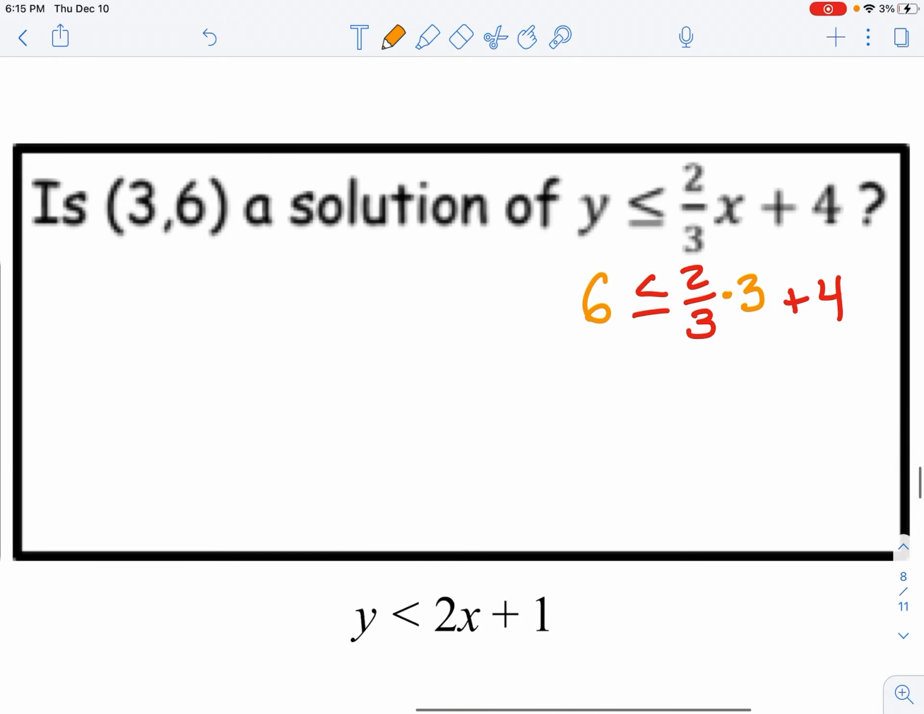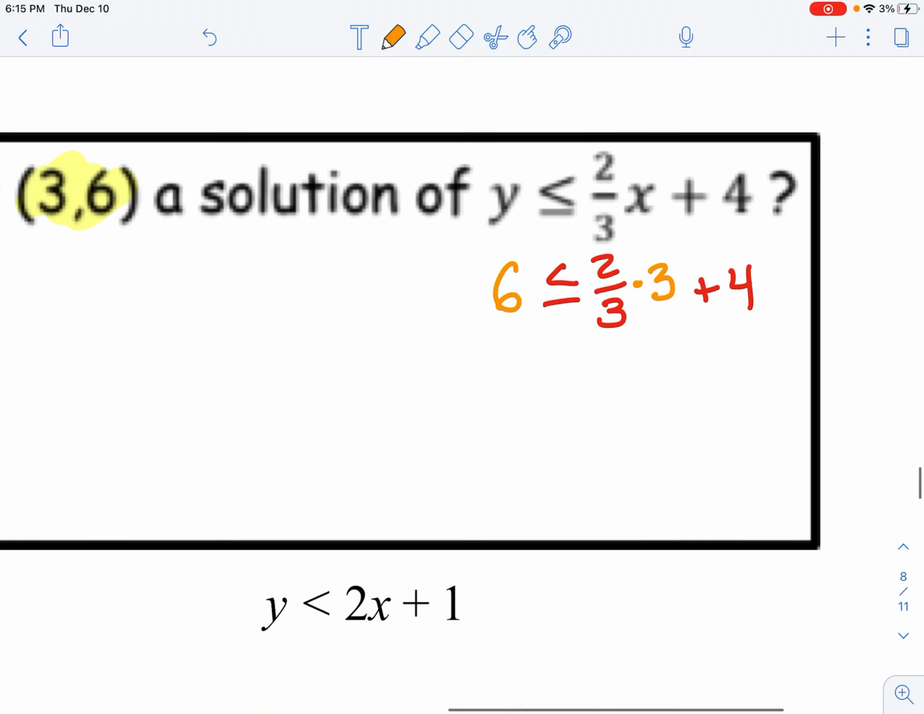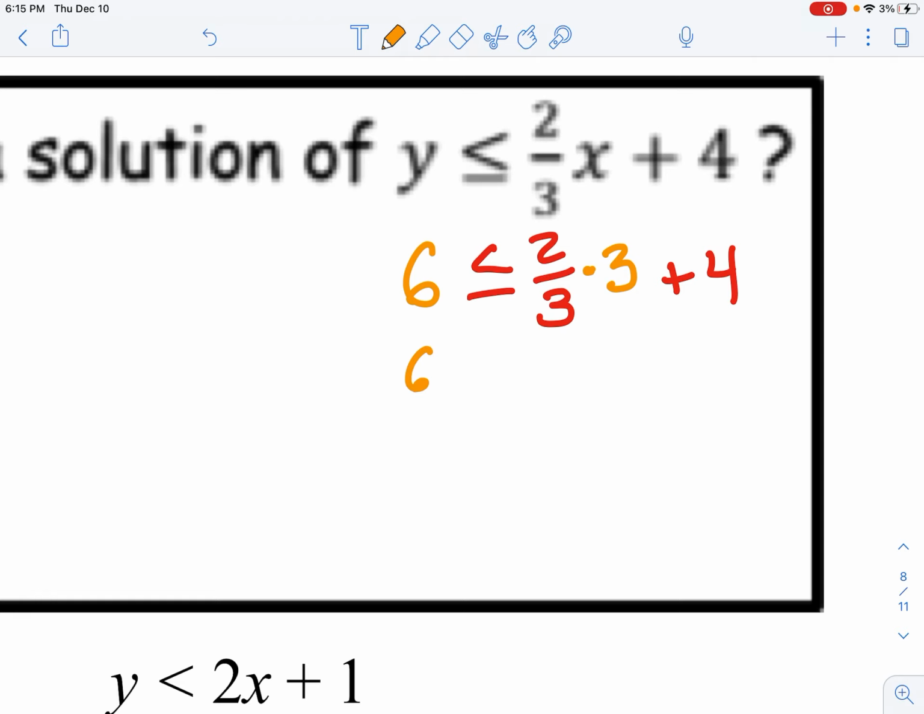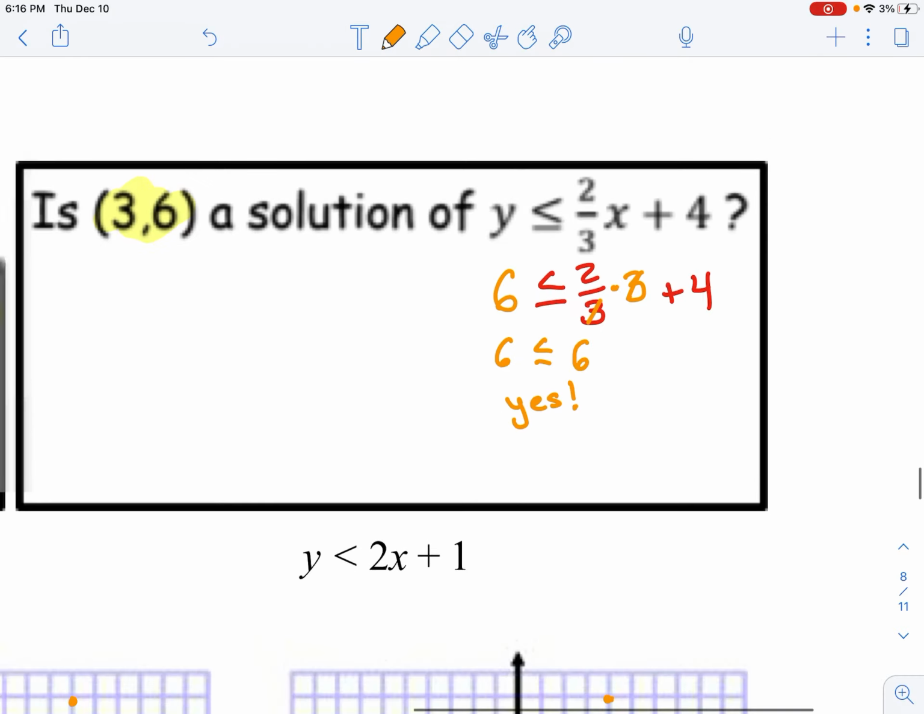Next one. Is 3/6 a solution? Well, to figure that out, we've got to plug in 3/6. So that's what I did, as you can see in orange. To solve this, I bring my 6 down, and then I'll have 2/3 times 3. Well, 2/3 times 3 is 2, because our 3's would end up canceling out. But you could do that on a calculator if you're confused by that. So it would be 2 plus 4 is 6. Well, is that a true statement? Is 6 less than or equal to 6? Yes, it is, because it is equal to.